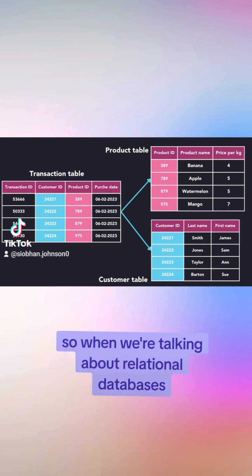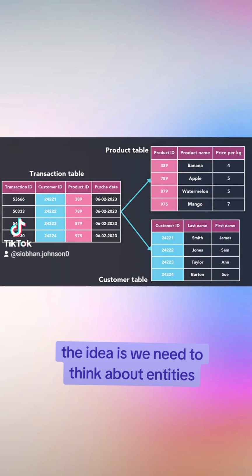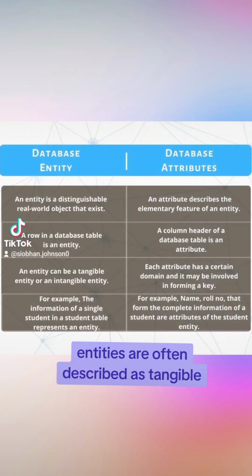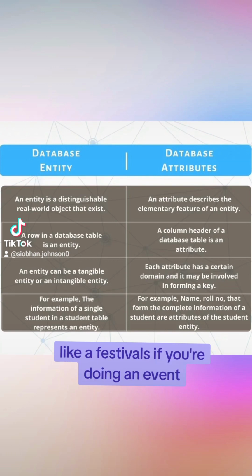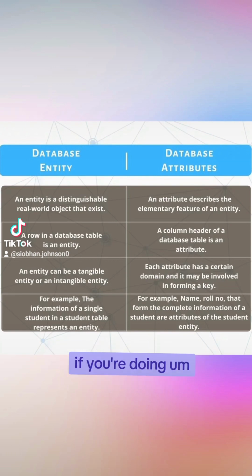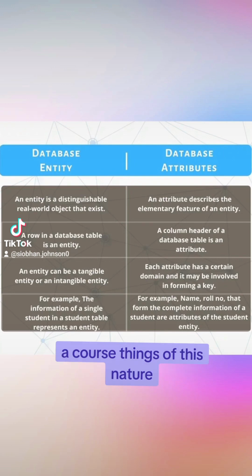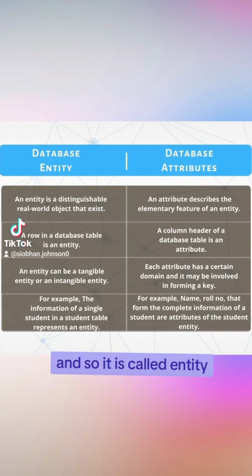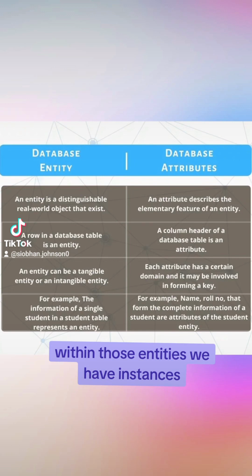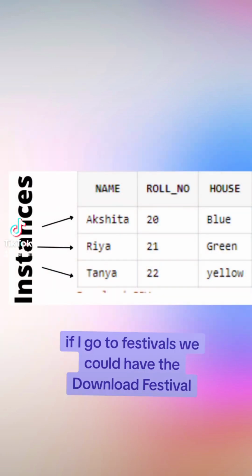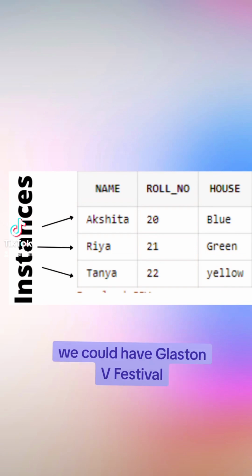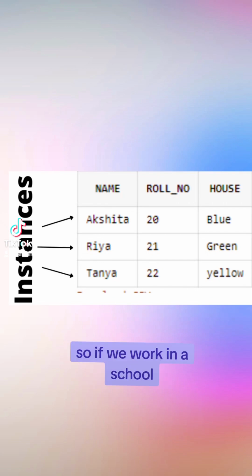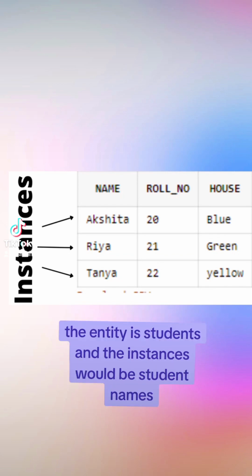When we're talking about relational databases, the idea is we need to think about entities. Entities are often described as tangible or intangible objects, such as festivals, if you're doing an event, or a course, things of this nature, things that require more information to be stored within that entity. And so it is called an entity. Within those entities, we have instances. So for example, if I go to festivals, we could have the Download Festival, we could have Glastonbury Festival, and those are instances. If we work in a school, the entity is students, and the instances would be student names.